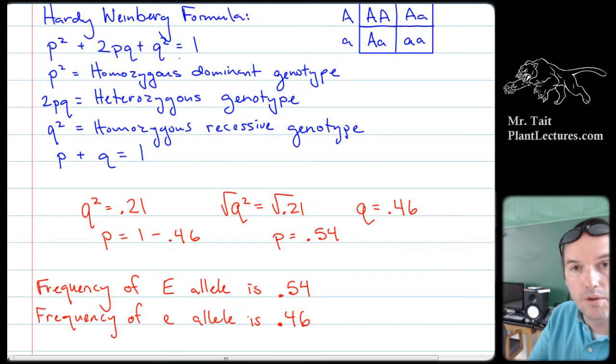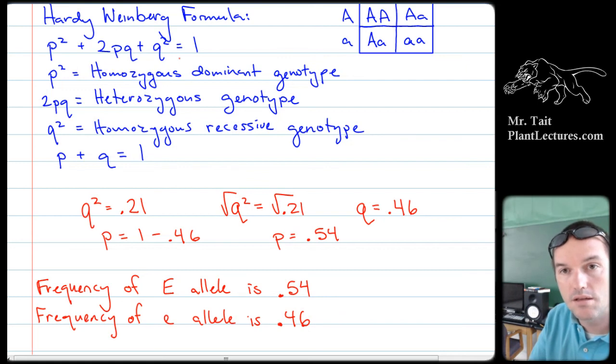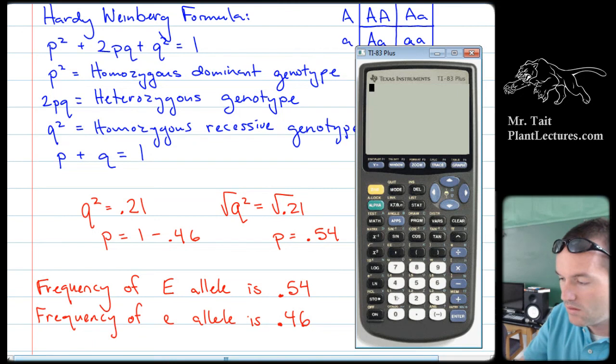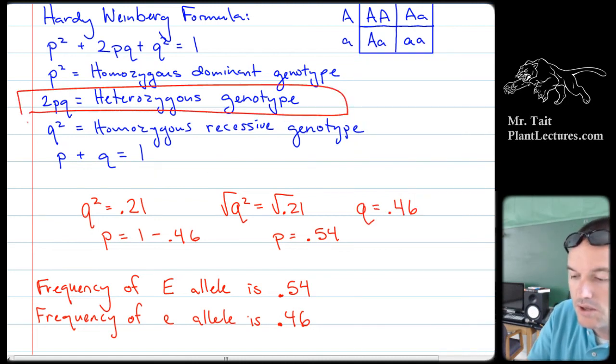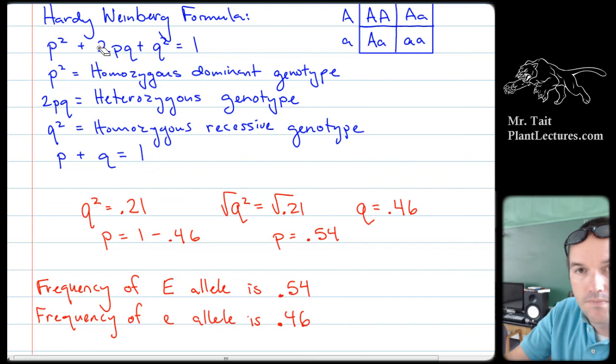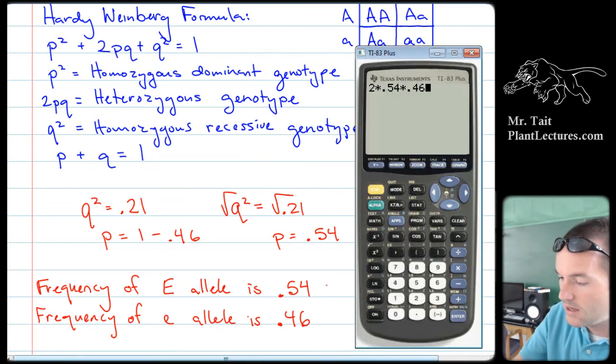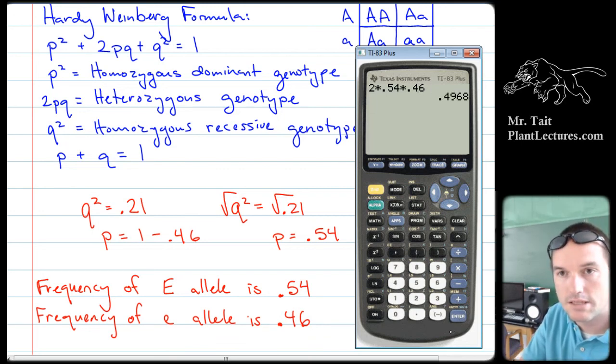The 2pq, the one that we just did? The heterozygous thing? Okay, so the heterozygotes are represented by the 2pq, right? So I took 2 times p times q, 2 times 0.54 times 0.46, and that tells us that roughly 50% of people in the class are heterozygous.